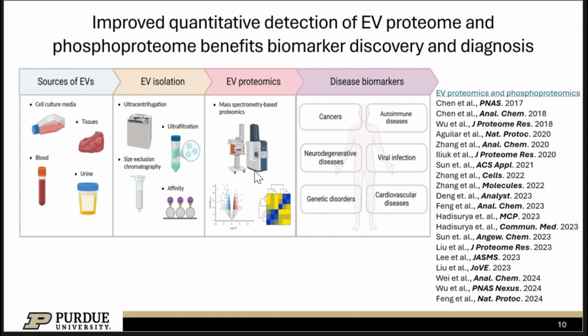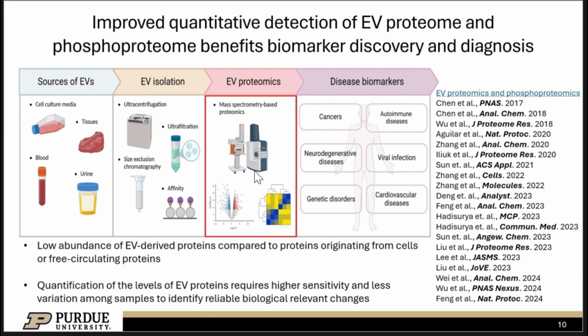So in the past 10 years, our group has been working on developing different techniques for EV proteomics and phosphoproteomics, and we also apply these techniques in detecting EV protein biomarkers for different types of cancers.